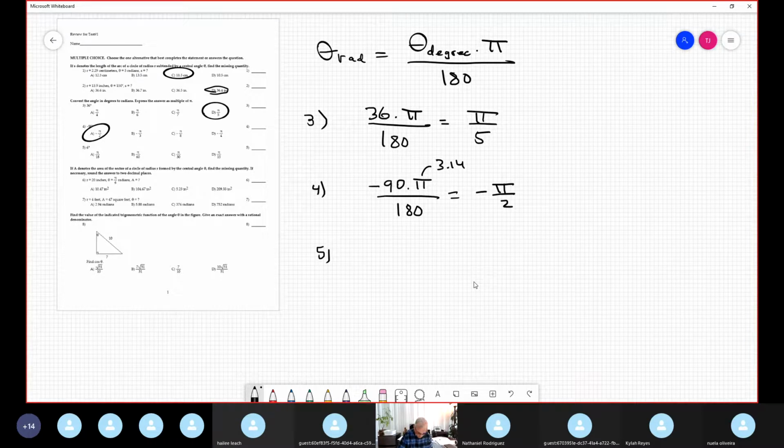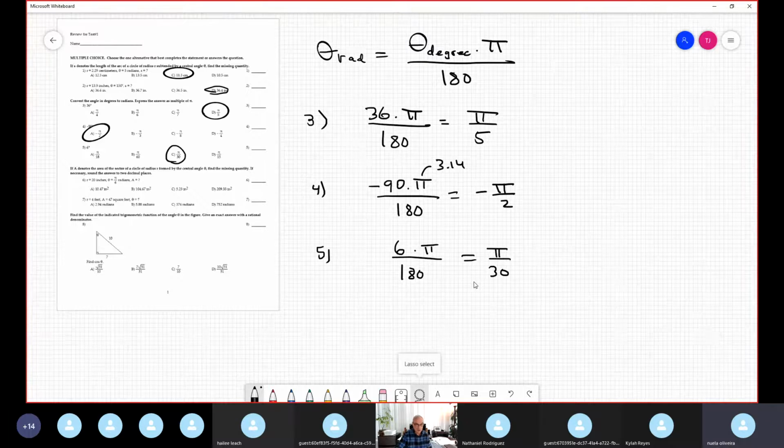Number 5 is similar. It's 6 degrees. 6 multiplied by pi divided by 180. When you simplify, it is 30. So it's pi over 30. Pi over 30, boom. Any question? Good. May I erase? We need to simplify. Yeah.